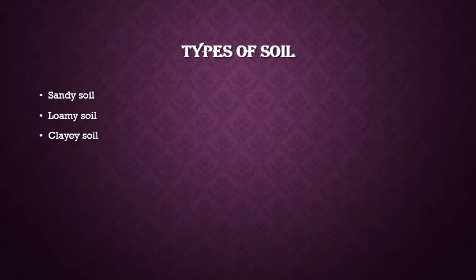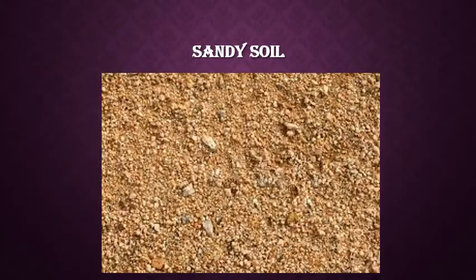So basically there are three types of soil: first is sandy soil, second is loamy soil, and third is clay soil. Okay, so there are three types of soil. Now we will learn each type of soil one by one. First we have sandy soil. What is sandy soil?